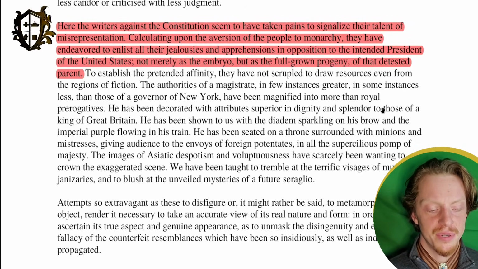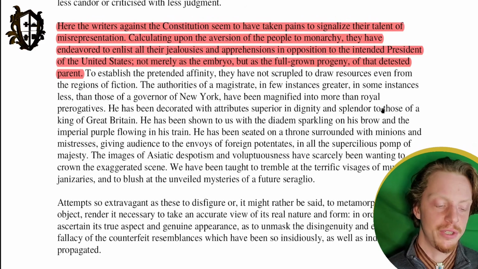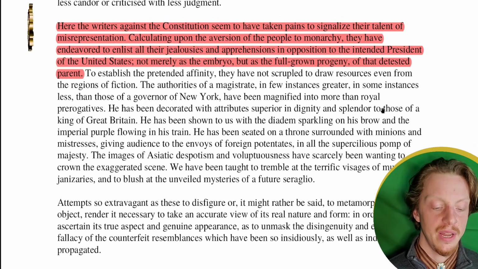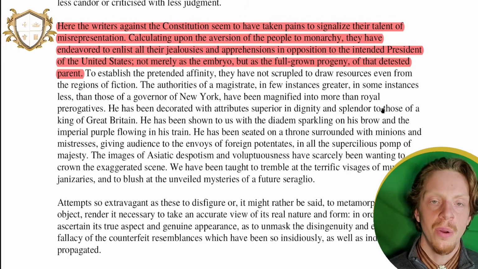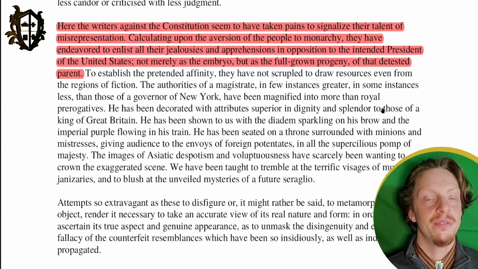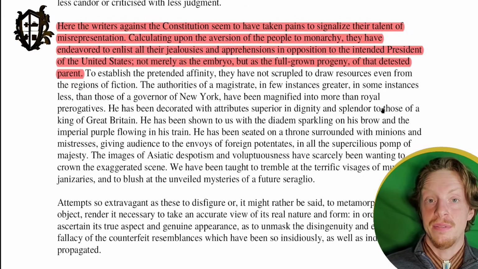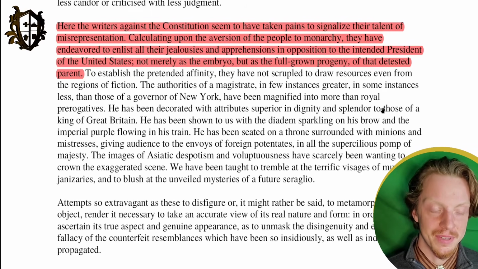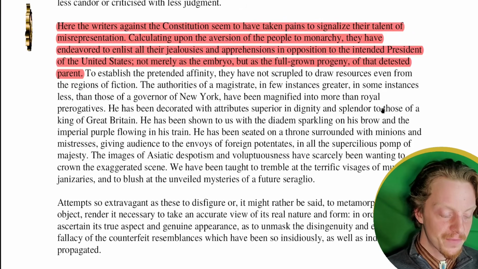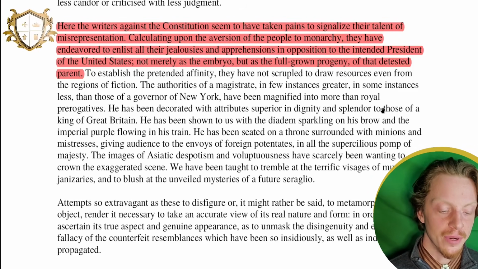To establish the pretended affinity, they have not scrupled to draw resources even from the regions of fiction. The authorities of a magistrate, in few instances greater, in some instances less, than those of a governor of New York. Do you think the governor of New York, according to Alexander Hamilton, is equal or even superior in some aspects to the U.S. president? That's what Hamilton is saying. The U.S. president is no more powerful in some regards than the governor of New York.